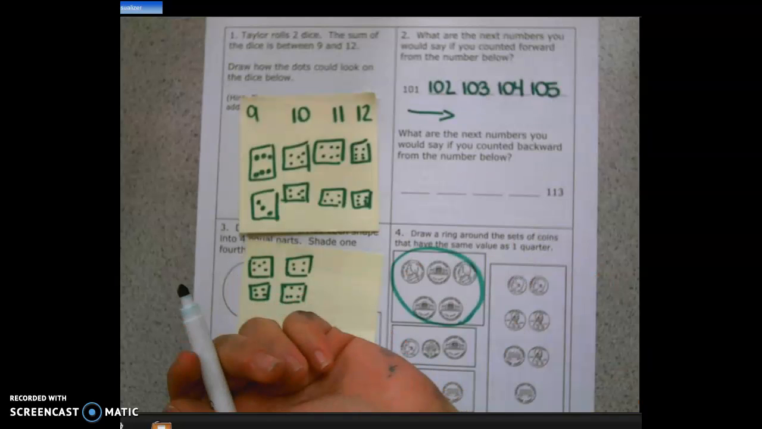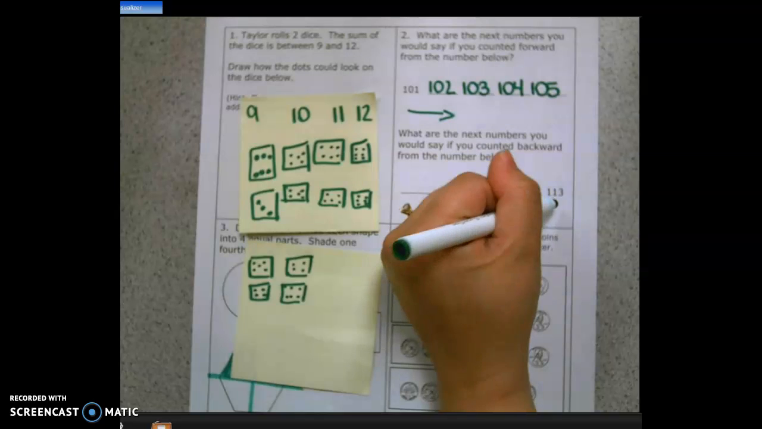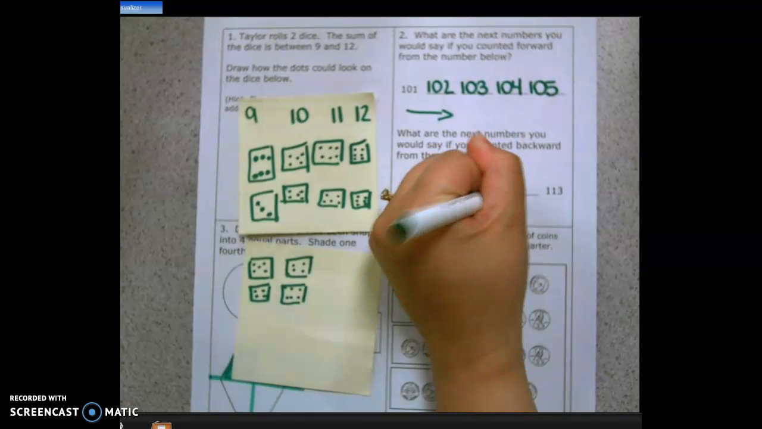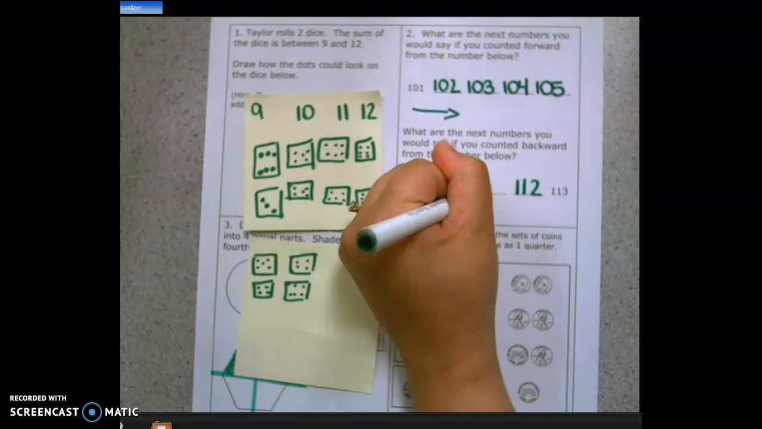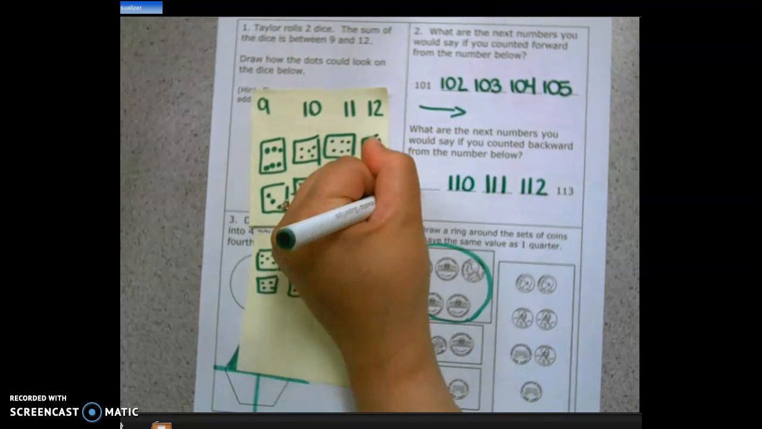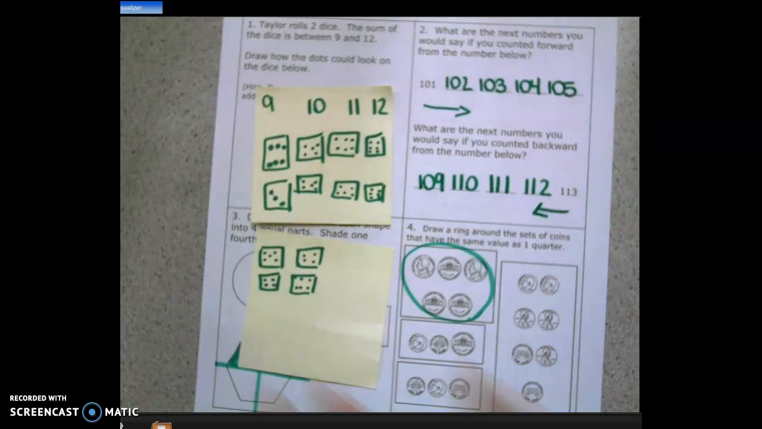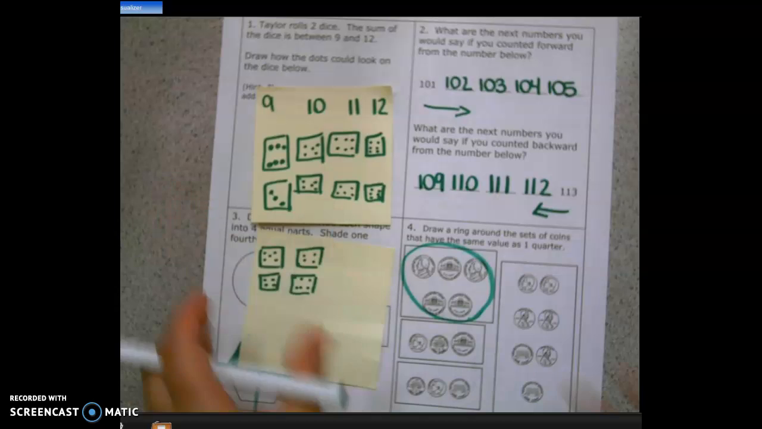What are the next numbers you would say if you counted backward from the number below? So we're going to start at 113. We're going to count backwards. So we're going to go 112, 111, 110, 109. This is when we're going right to left. Our numbers are going to get smaller.